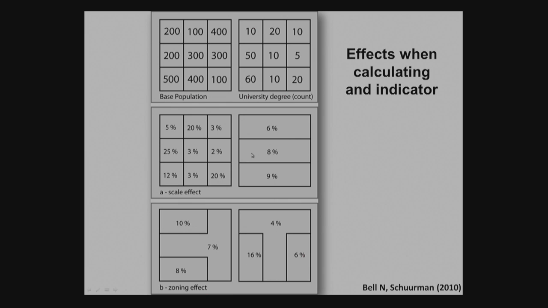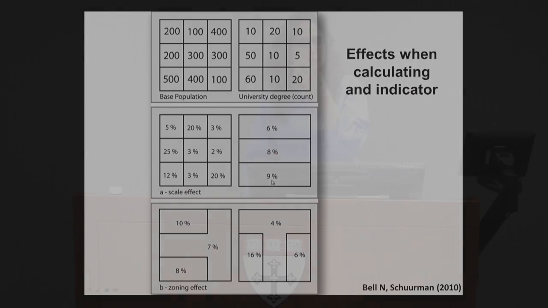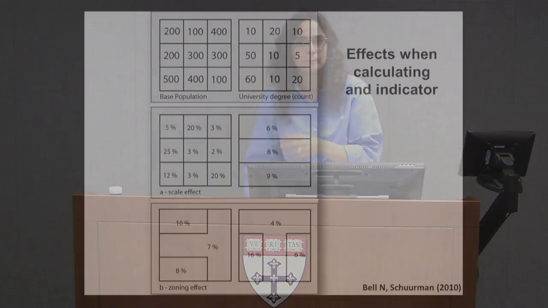Now let's change the scale. Instead of having 9 units, you're going to have only 3. So you moved from a detail to a much coarser scale. Now instead of ranging from 5 to 25, now you range from 6 to 9%. So think about describing this particular indicator in the map. Completely changed the story by changing the scale.